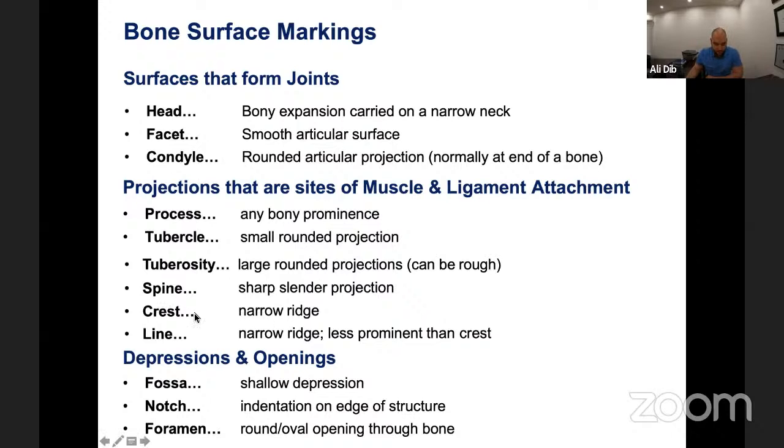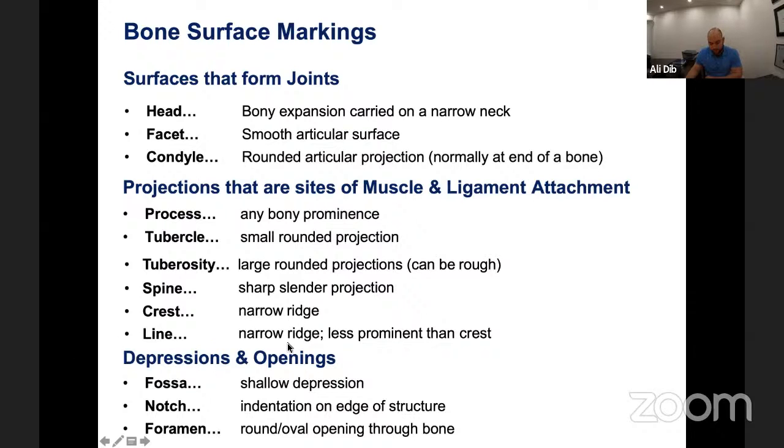We have crests, for example, the iliac crest of the hip. And then we have lines, which are rough ridges along the bones where things attach. So we have the gluteal line, for example, where the gluteus maximus attaches to the femur.